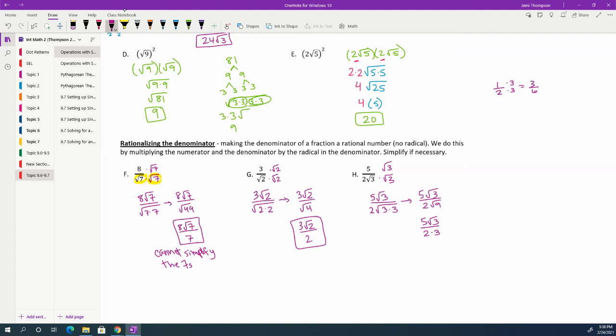What is the square root of 9? 3. Now on the bottom, I have 2 square root 9. That's 2 times square root of 9. So I have 2 times 3. So I'm going to go one more step. What is 2 times 3? That gives me a 6. Okay, so my answer for that one is 5 square root 3 divided by, I'm sorry, 5 square root 3 divided by 6.